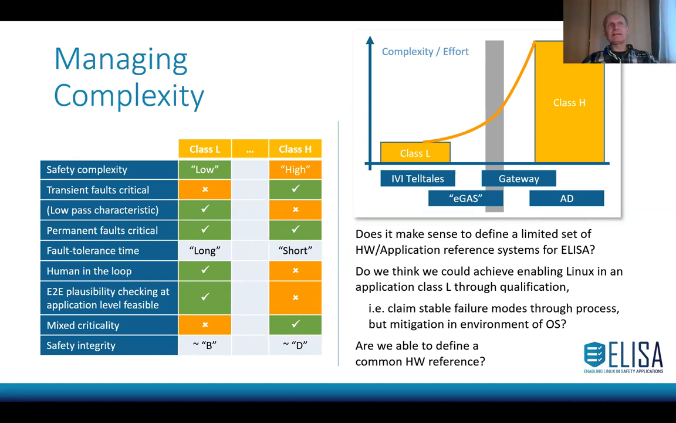So on the right hand side, I've tried to illustrate the low end class, for which we have a use case we're looking at the moment in the context of ELISA, which is IVI telltales. So you can imagine a TFT dashboard in your car, and you need to be sure that an important piece of information, a warning indication or whatever, is shown on the TFT to alert the driver of something. So you have the driver in the loop, right? So we're already seeing that we're qualifying for the low end class.